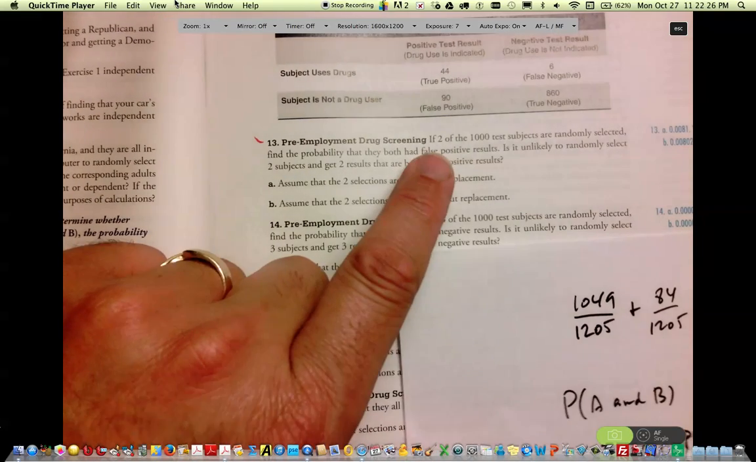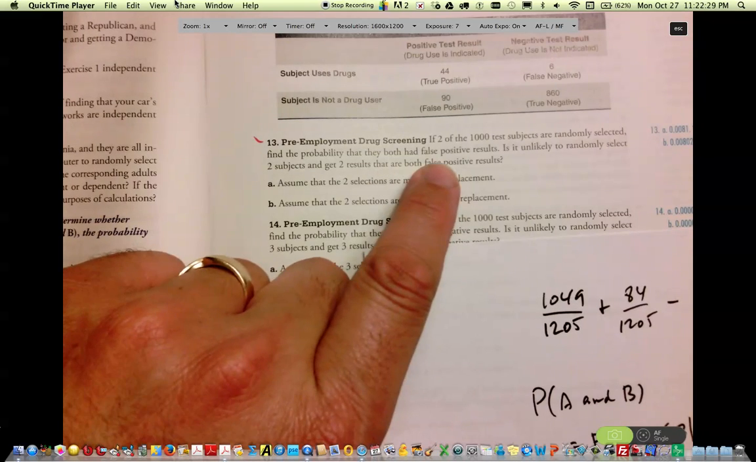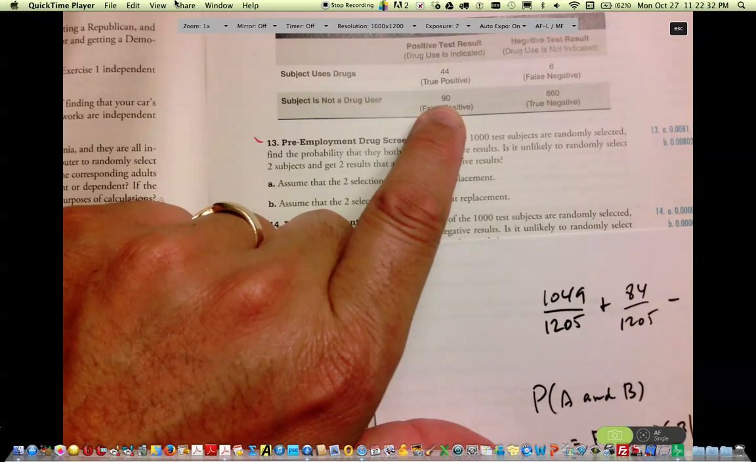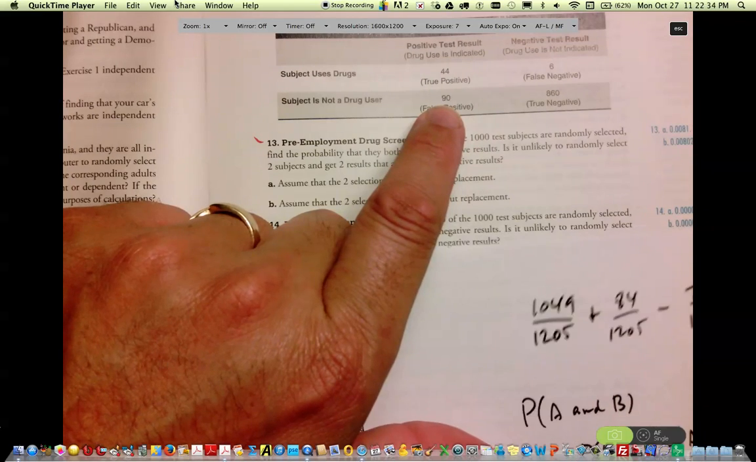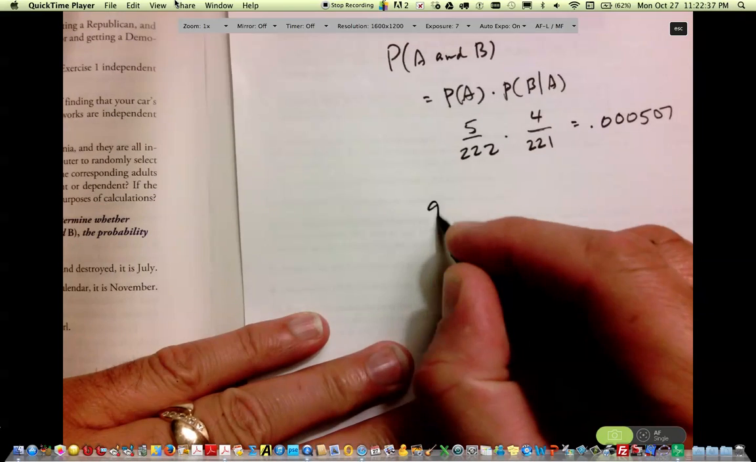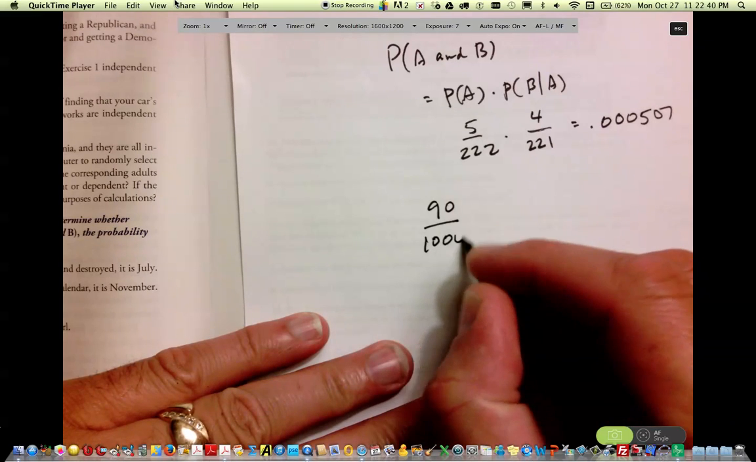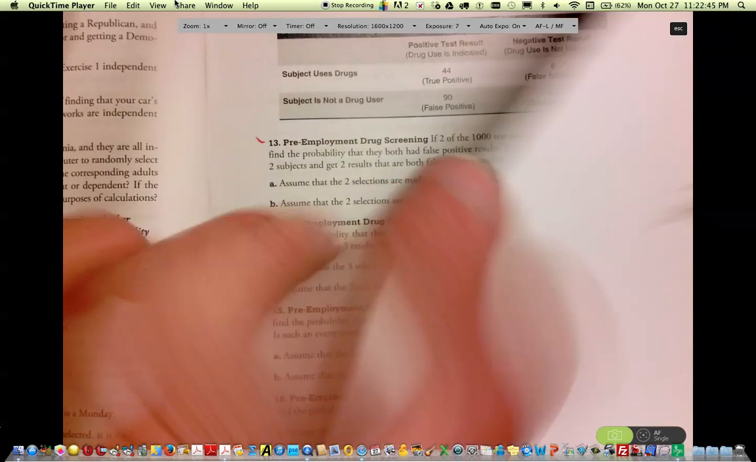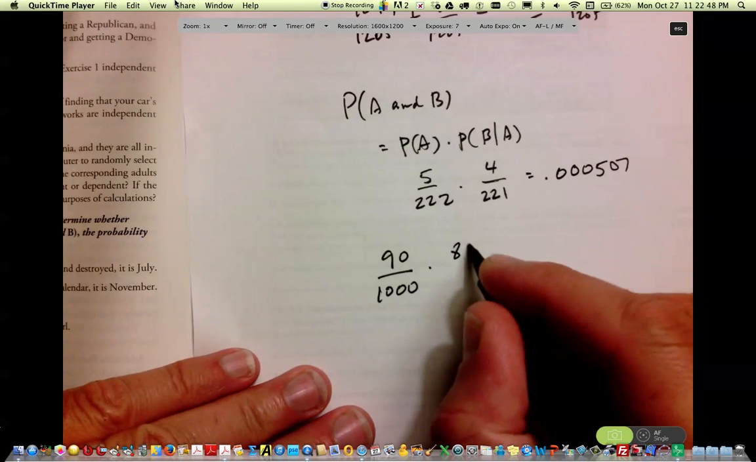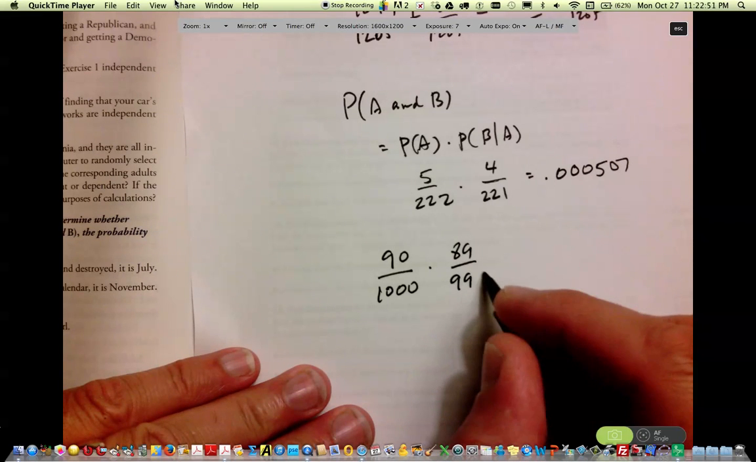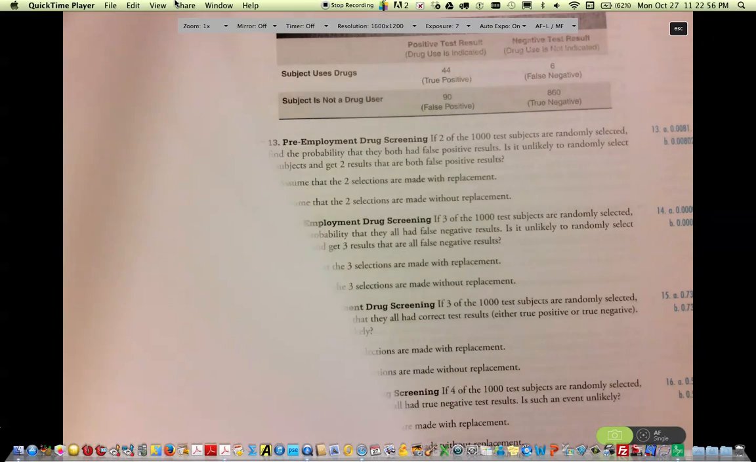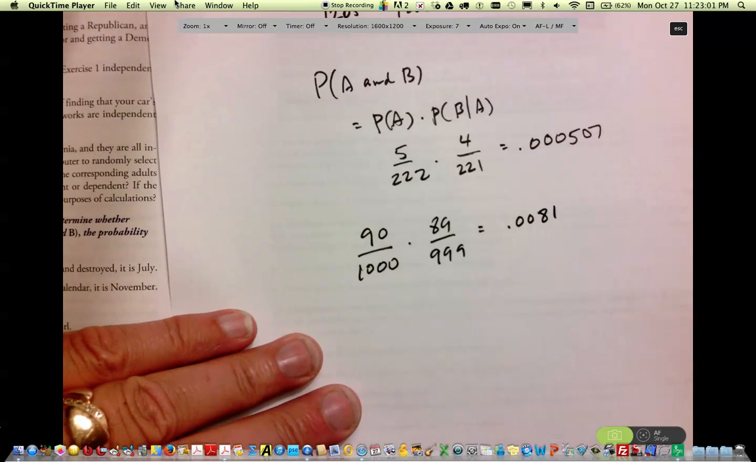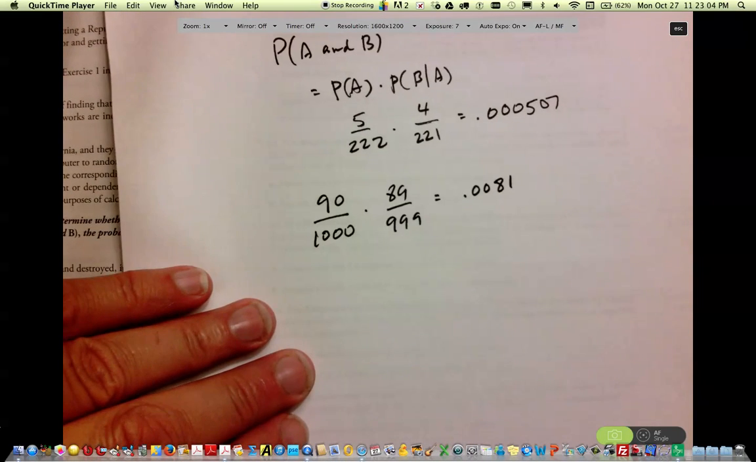The probability that the first person is a false positive: there's 90, and there were 1,000 people altogether, so it's 90 out of 1,000. The probability that the next person is also a false positive, well, we've already taken one of them out, so we end up with 89 out of 999. If we multiply those 2 things together, we find that probability is about 0.0081. So a little bit less than 1%.